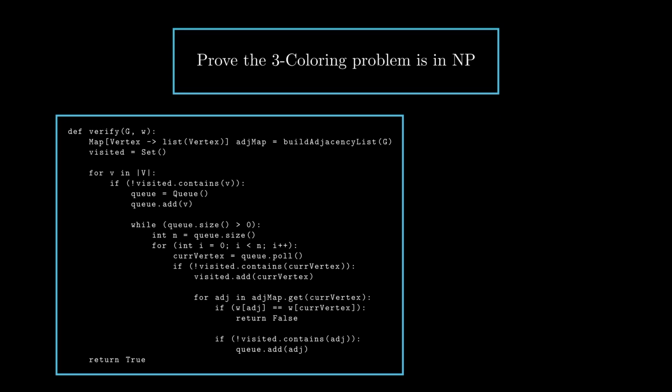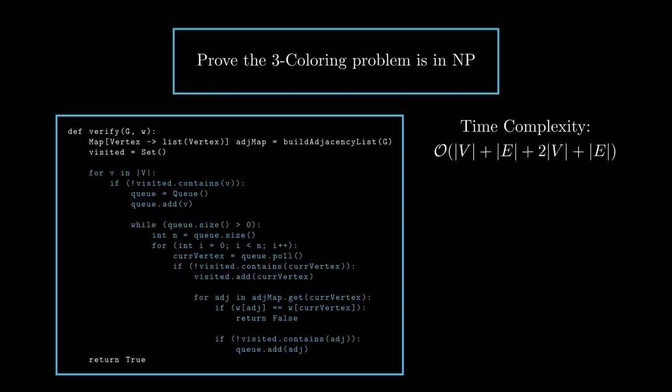Let's analyze the runtime of our function. First, we build the adjacency map, which we know takes linear time in regards to the number of vertices and the number of edges. Next, we will BFS over each component. We know that BFS runs in linear time with regards to the number of vertices and the number of edges. Therefore, our final time complexity is linear and polynomial. Therefore, since our function runs in polynomial time, we have shown that the three-coloring problem is in NP.